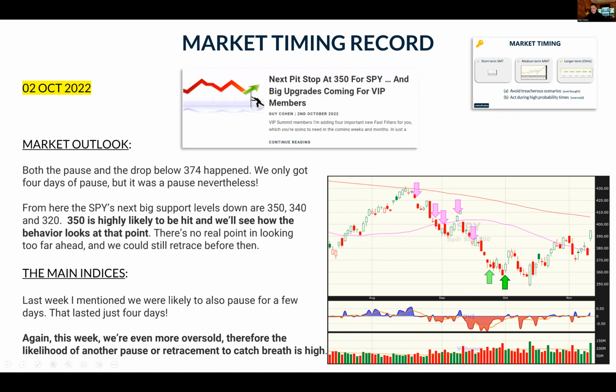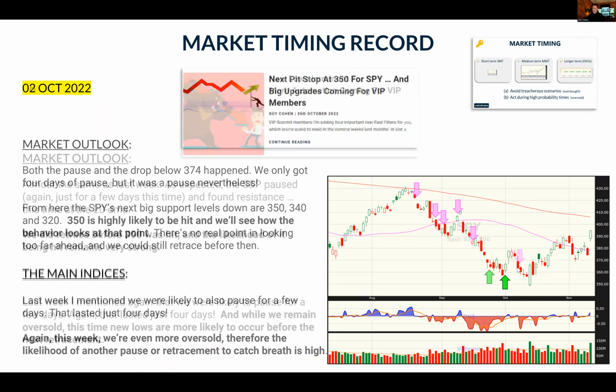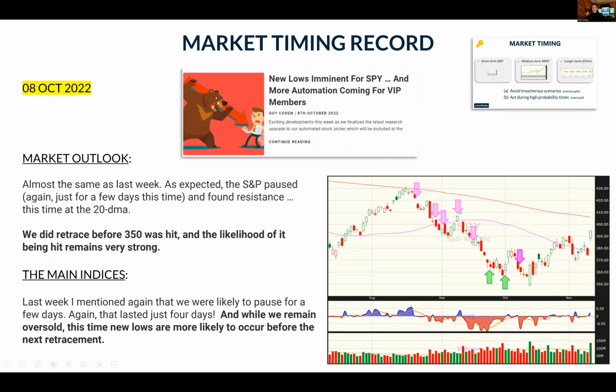We trickled sideways a little bit down, but I said, look, 350 is likely to get hit in due course. Again, we're even more oversold. Therefore, the likelihood of another pause or retracement to catch breath is high. What did we get? We got that retracement, and we did catch breath. Then the following week, 8th of October, I'm saying we did retrace before 350 was hit. The likelihood of it being hit remains very strong. Well, this is 350 right here, okay? And what happened next was we hit it.